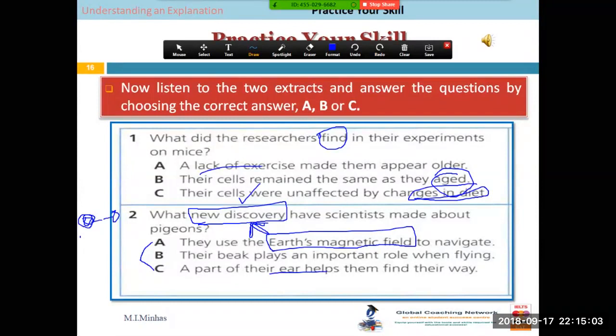And then he says that previously it was believed, or it was thought, that it is the bird's beak that plays its role, but this is not the correct answer. It is actually the recent study or recent finding is this one.